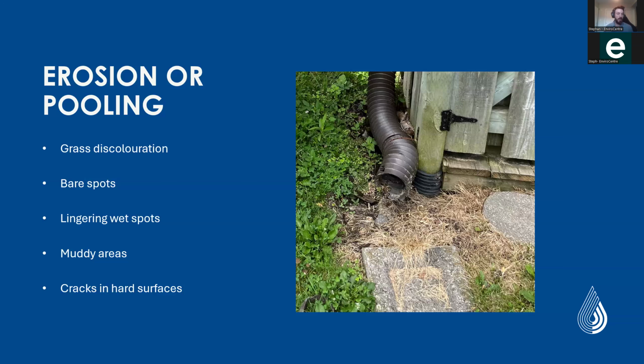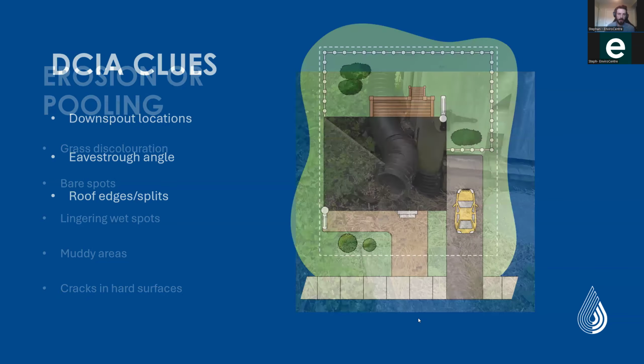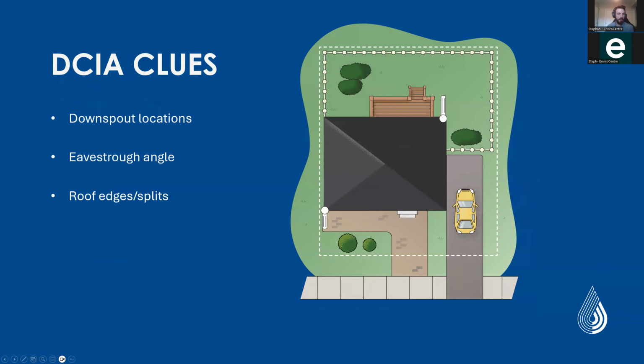Muddy areas or even cracks in hard surfaces like your driveway, or any kind of surface that has storm water running over it. Here you can actually see a splash pad, which is great to avoid these things, but if it's not extended out towards it, then it isn't doing a lot of help. But these types of things can help extend your downspout, and also cut down on erosion and things like that. All right.